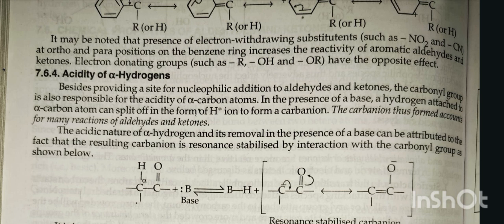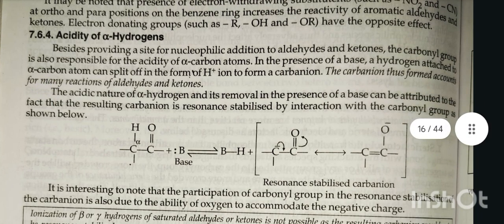Acidity of alpha hydrogens. Besides providing a site for nucleophilic addition reactions at aldehydes and ketones, the carbonyl group is also responsible for the acidity of the alpha carbon atom. In the presence of a base, a hydrogen attached to the alpha carbon atom can split off in the form of an H positive ion to form a carbanion. The carbanion thus formed accounts for many further reactions of aldehydes and ketones.